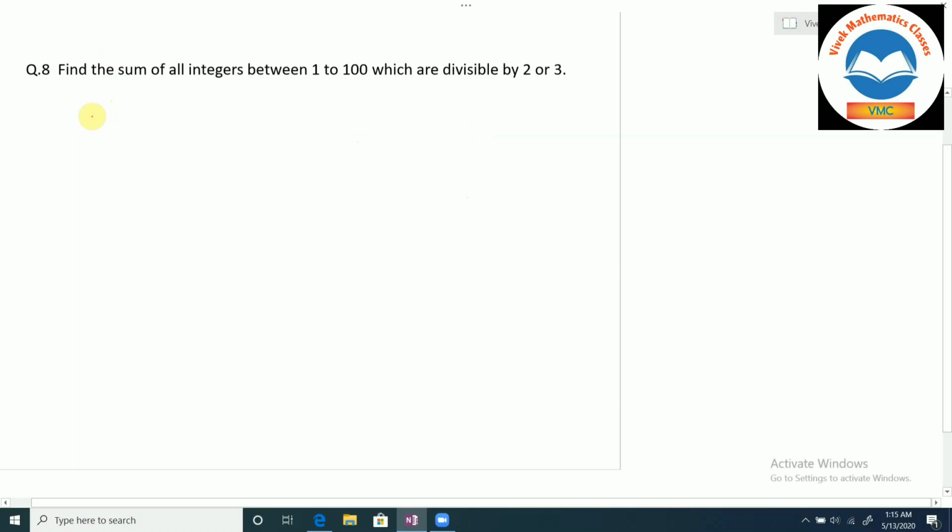In the last video we have seen the introduction and formulas of arithmetic mean. In this video we are going to see some more questions based on AP.